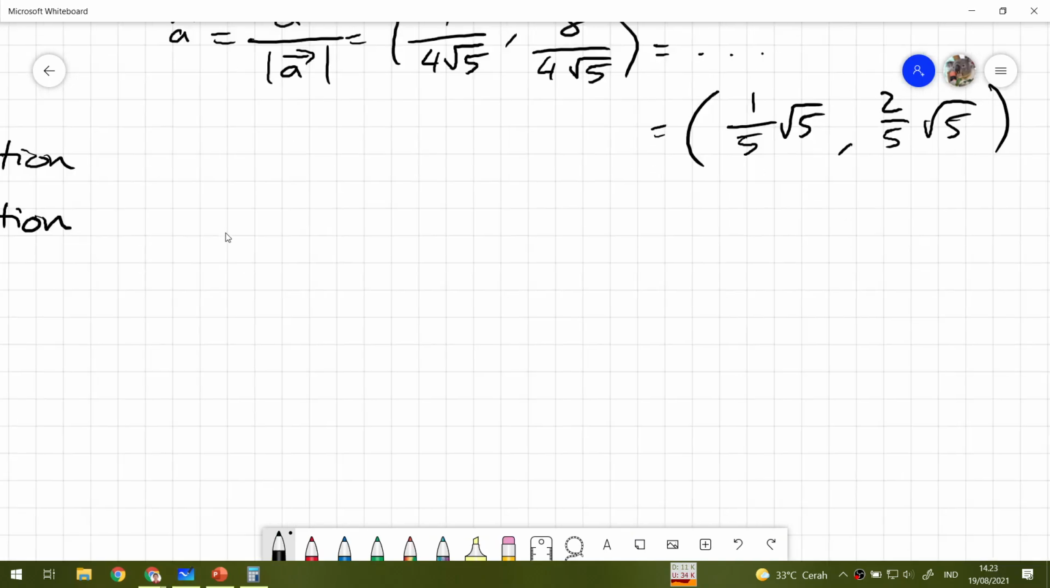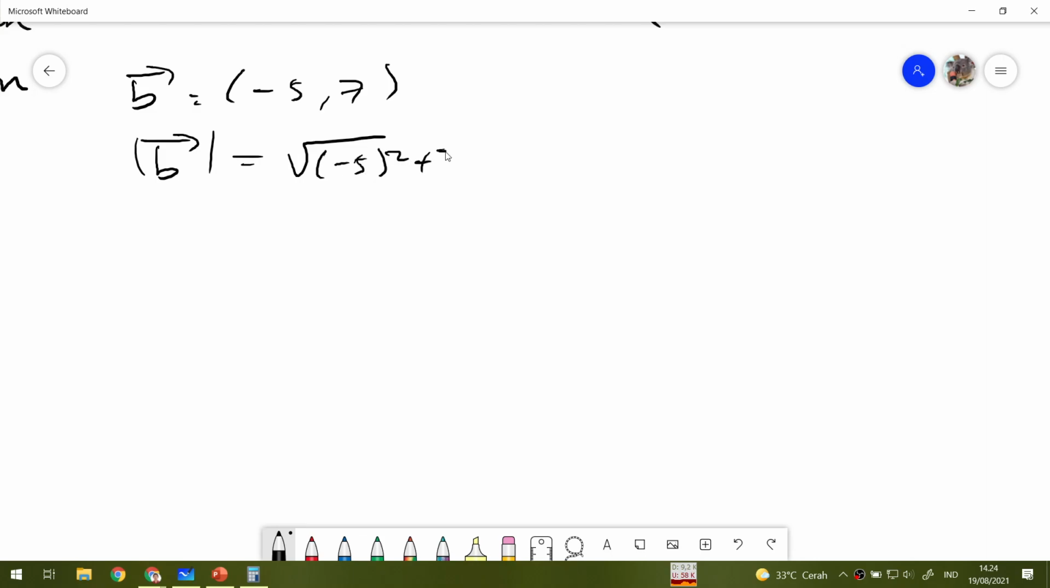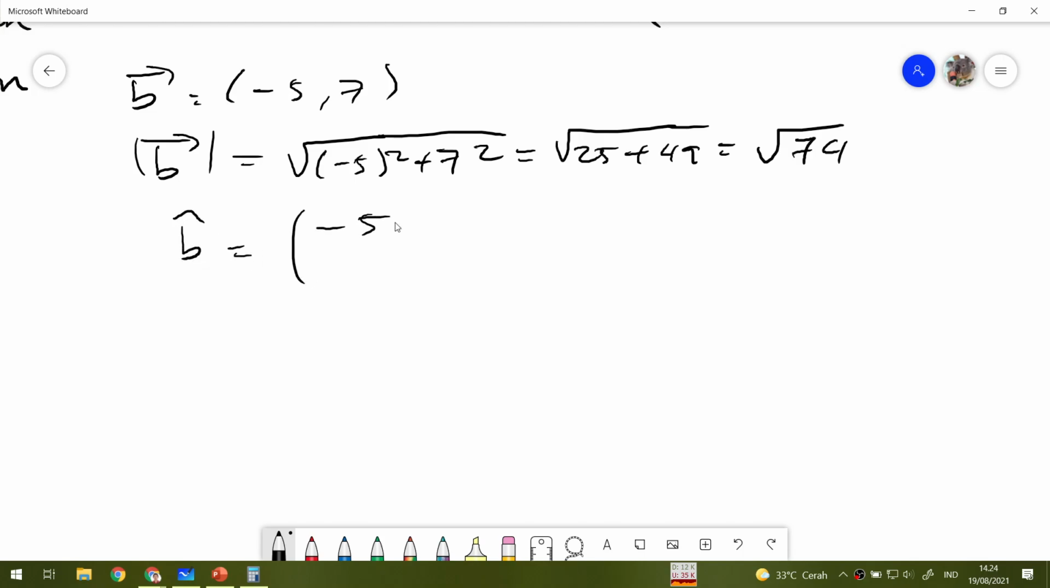Okay, let's see. We have B is -5 and 7, so the magnitude of B is the square root of -5 squared plus 7 squared, which is 25 and 49. You'll get the square root of 74, yeah? Am I correct? Yes, sir. So the unit vector for B is -5 divided by the square root of 74 and 7 over the square root of 74. Yeah, please simplify this yourself. I think you can just use calculator.